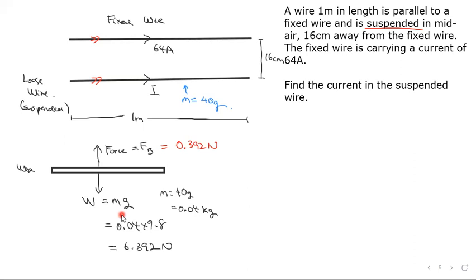Well, F over L equals k I1 I2 over D is the appropriate formula, but we want to get F as the subject. So that means we've got k I1 I2 times L over D.